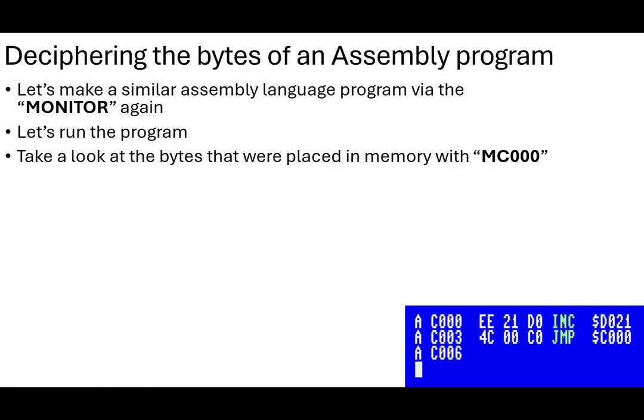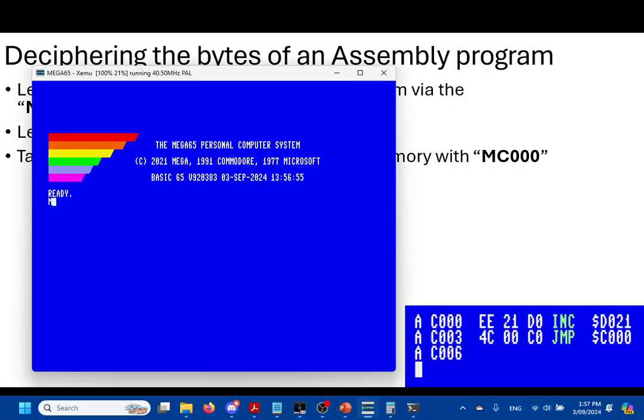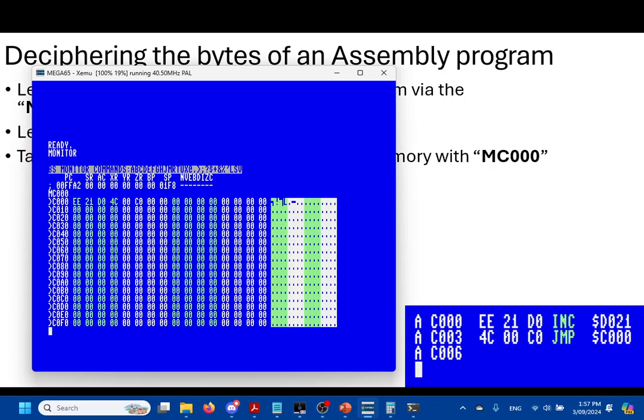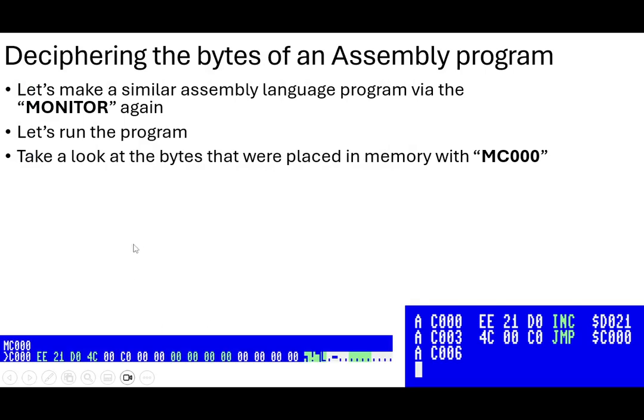So again, let's jump back to the monitor and take a look at the bytes that were dropped in that C000 location of this short assembly program. We see there's not much there, just a few bytes and then lots of zeros afterwards. I've pasted that here too. And we'll take a similar look at the lines of this assembly program and how they've formed the bytes that they have.